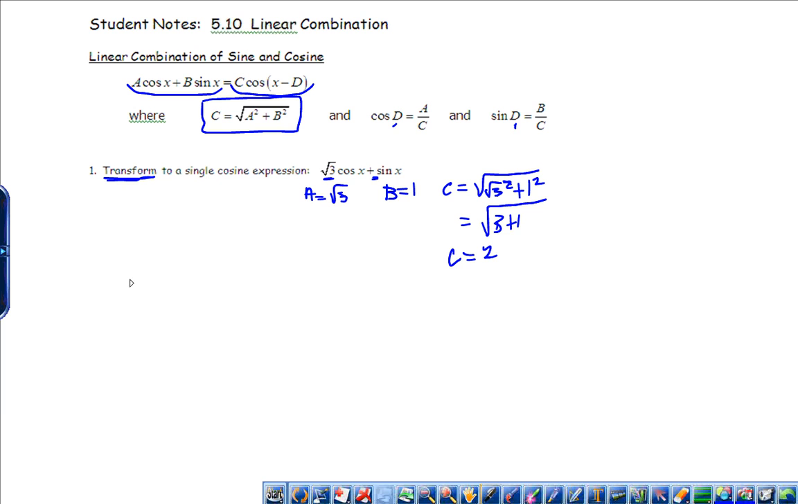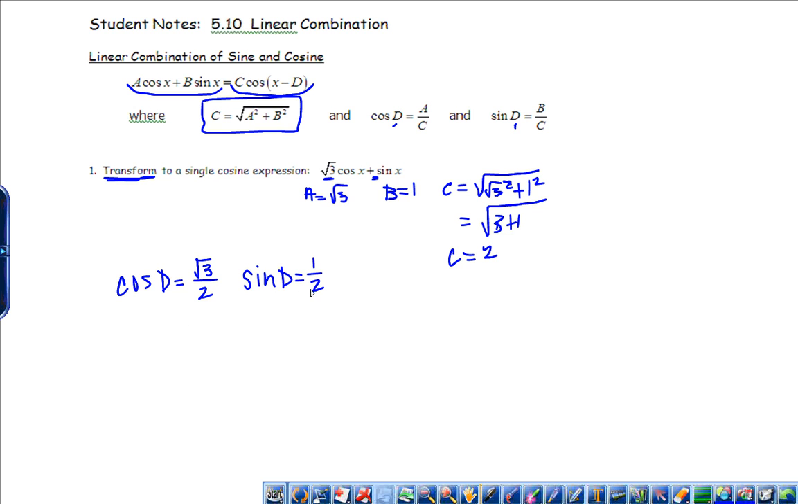I'm going to move over here. I've got a little bit more room. So I'm going to find cosine of D, and cosine of D is actually A over C. So A over C is going to be √3 over 2. And then sine of D is B over C, so B over C is 1/2. With this information right here, I'm actually going to try to find exactly what D is, because all I have found is some exact values.